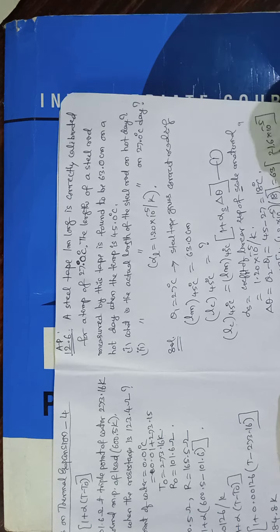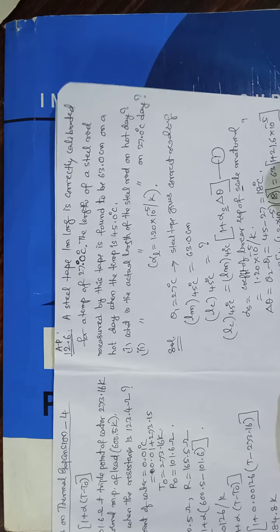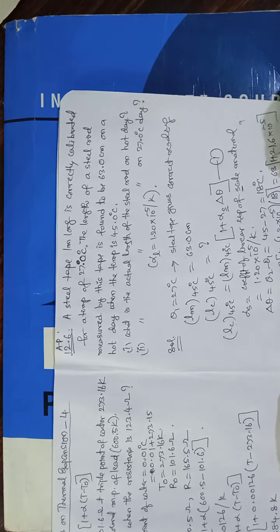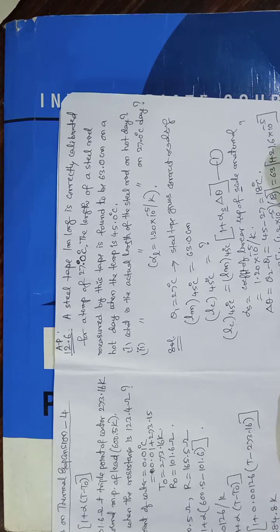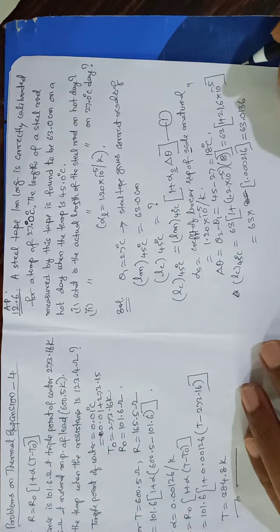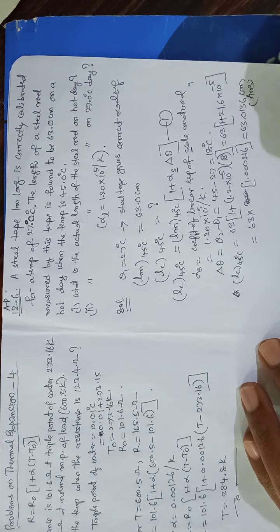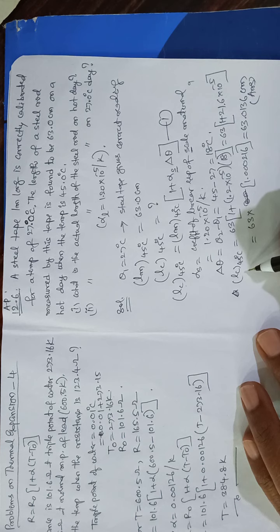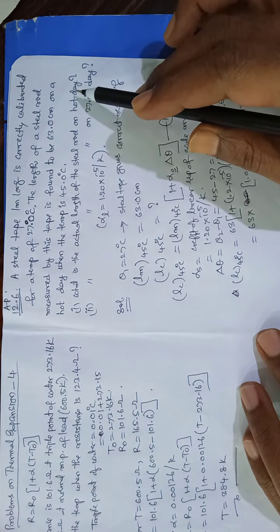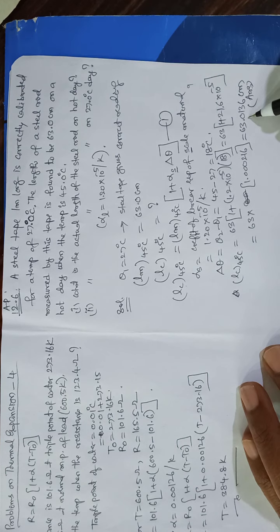See, here 1 is there. So here we get 1, and 3 zeros come. Now this is multiplied by 63. We got one answer. What is the actual length of the steel rod on the hot day? So the actual length of the steel rod on the hot day is this much.